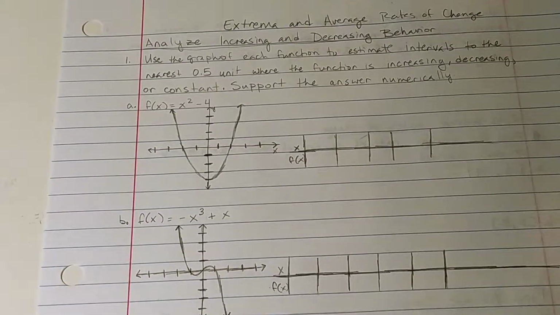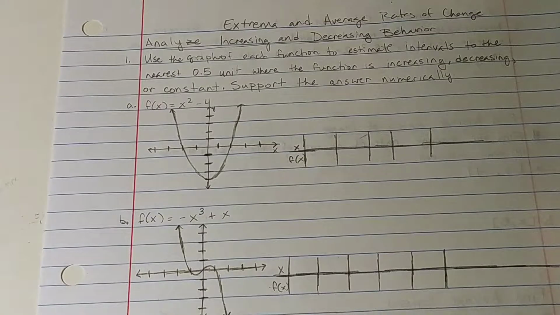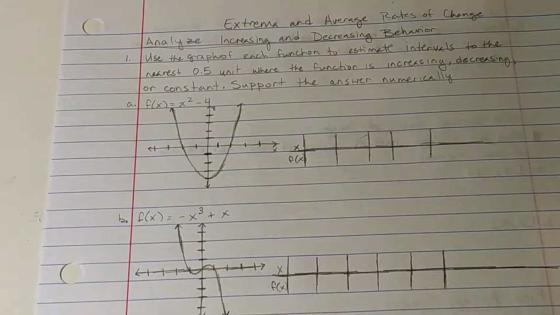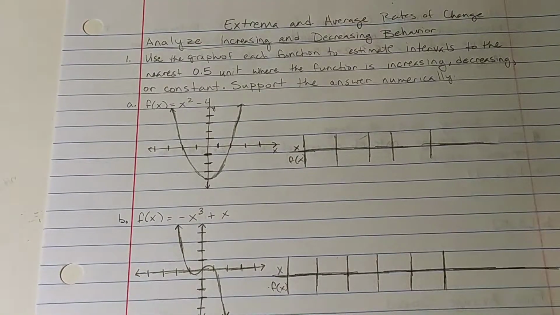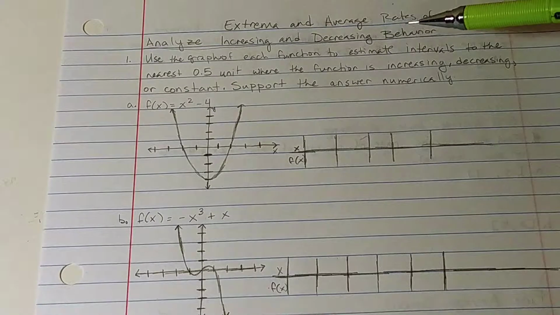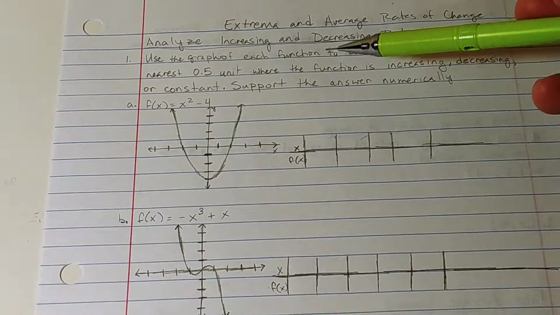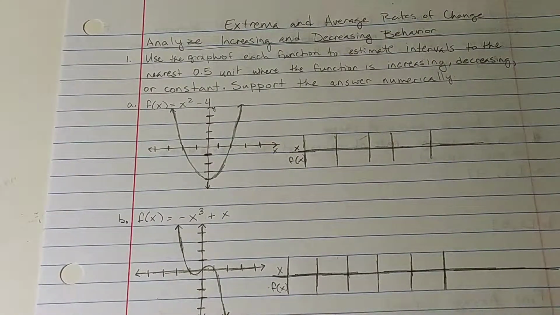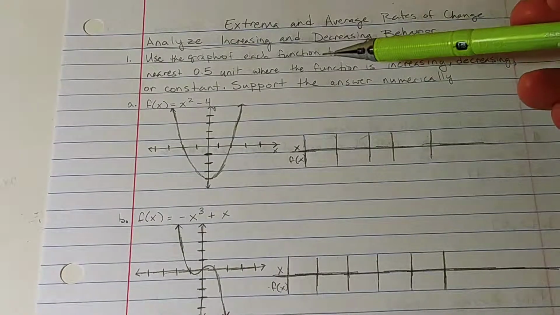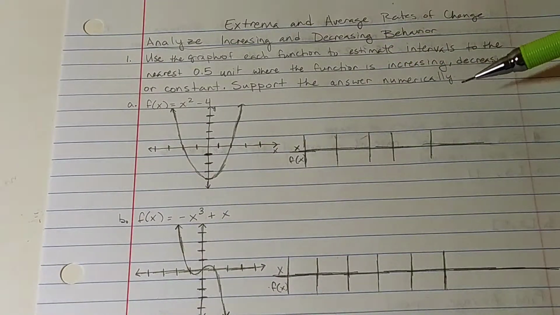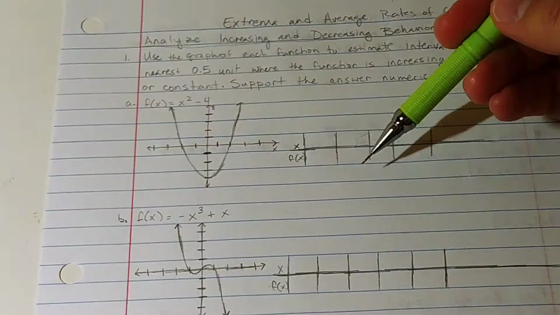Alright, so today we're going to look at extreme and average rates of change, analyze increasing and decreasing behavior. So the first one, it says use the graph of each function to estimate intervals to the nearest 0.5 units where the function is increasing, decreasing, or constant. Support the answer numerically.